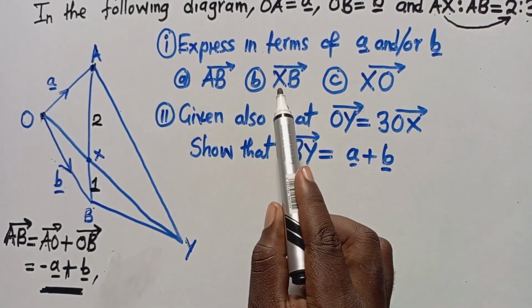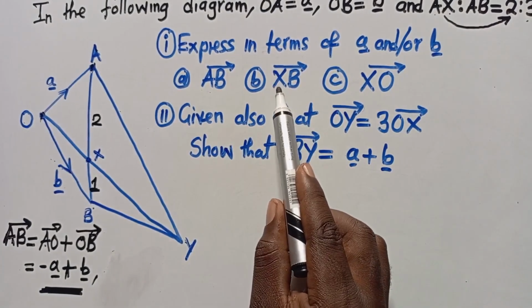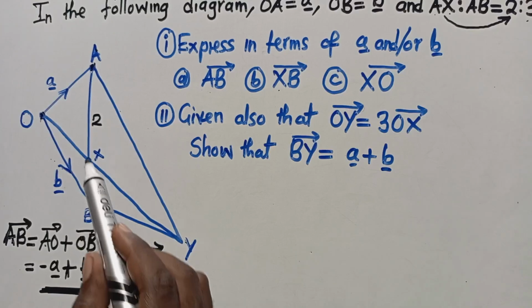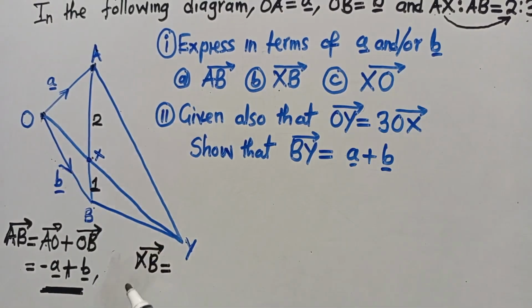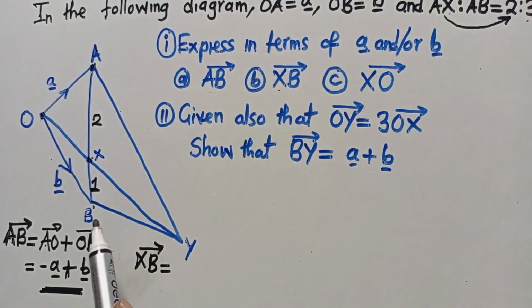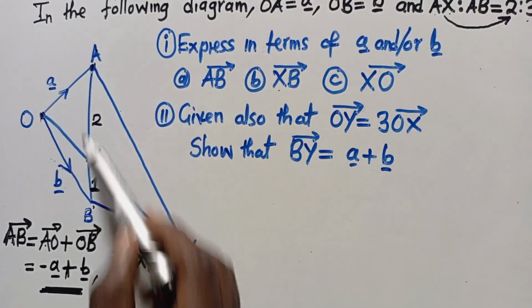We are asked to find XB. How can you find XB? How then do we find vector XB? In which way can we find XB? XB is just in this line AB.